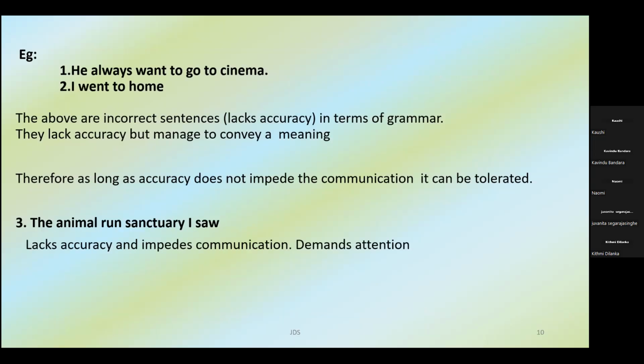Look at these examples. Look at the first one. He always wants to go to cinema. Is it a correct sentence? Now don't read the rest of it. Just by looking at the sentence, tell me, is it correct or wrong? Accurate or wrong?